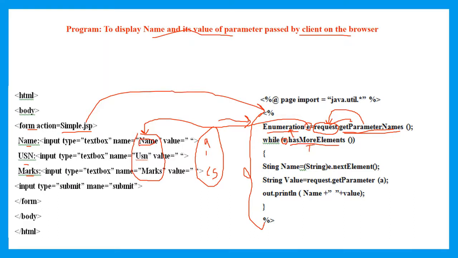Now I want to retrieve the name of the field. In order to retrieve the name of the field, we'll use a method called nextElement. The nextElement is a method which is going to return the name of the field. So with the help of an object of the Enumeration class, I am invoking the method called nextElement, and we are typecasting. So the return value will be assigned to the string. Here the return value of nextElement is name, because the first field is name. So I got the name of the parameter as name.